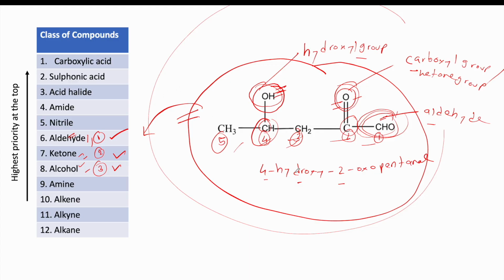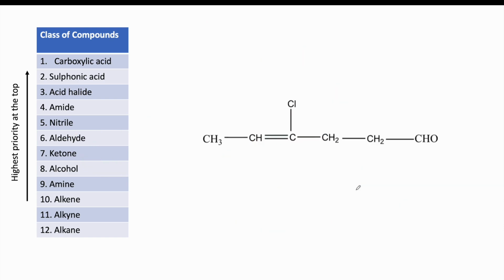Another question that can come to your mind is, why did I place hydroxy first and oxo second? Well, you see, in alphabetical order, H comes before O. That's why we placed 4-hydroxy first and then 2-oxopentanal. Let's move to our second example.